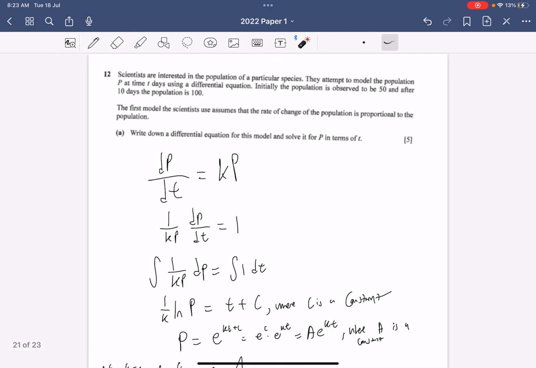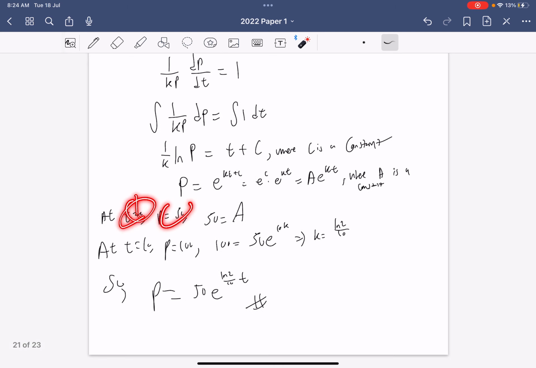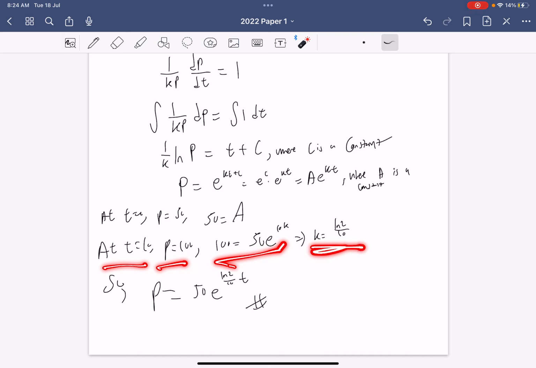Then now you use the initial information given. So they tell you that initially the population is 50. So when t is 0, P is 50, meaning A is 50, because you just sub 0 here, this part is 1, then you just get A. And when t is 10, P is 100. So you get the following, and you get that k equals ln 2 over 10. Then you are able to write the equation as P equals 50 e to the power of (ln 2 over 10)t.